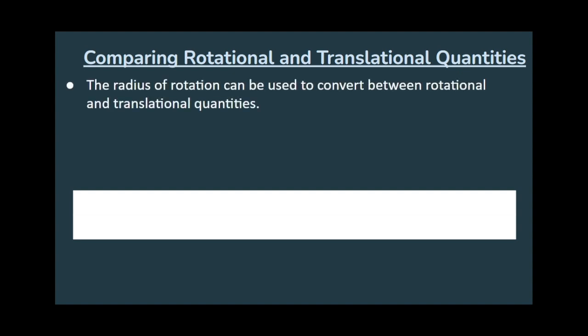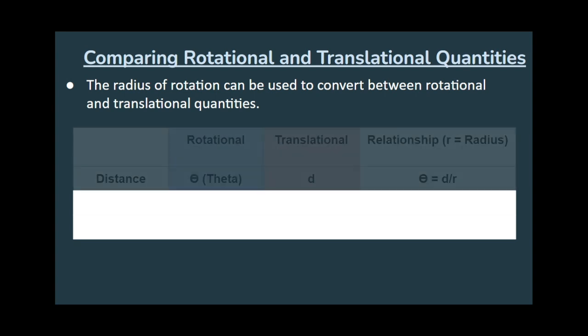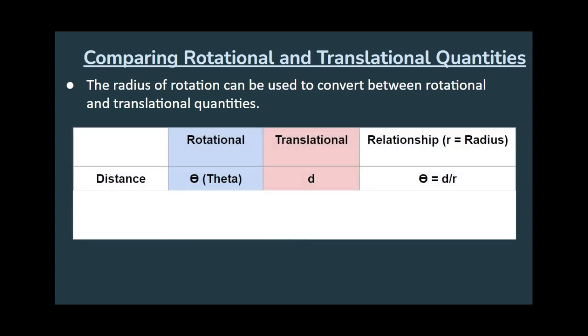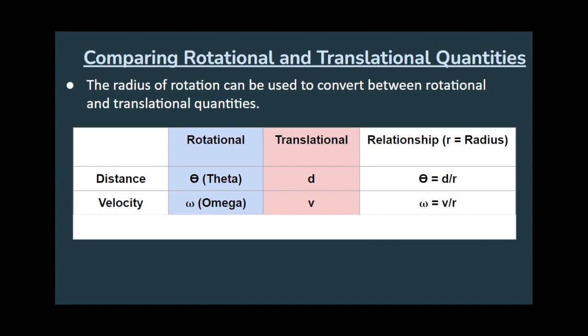So let's compare these rotational and translational quantities a little bit further. We know that the radius of rotation can be used to convert between rotation and translational quantities. I'm going to show you down below. So distance in rotational is theta. In translational, it's d. And the relationship between the two is just theta is equal to d over r. Velocity is going to be very similar, where omega in rotational is equal to v over r in translational. And then lastly, acceleration. Alpha is going to be equal to acceleration divided by radius.